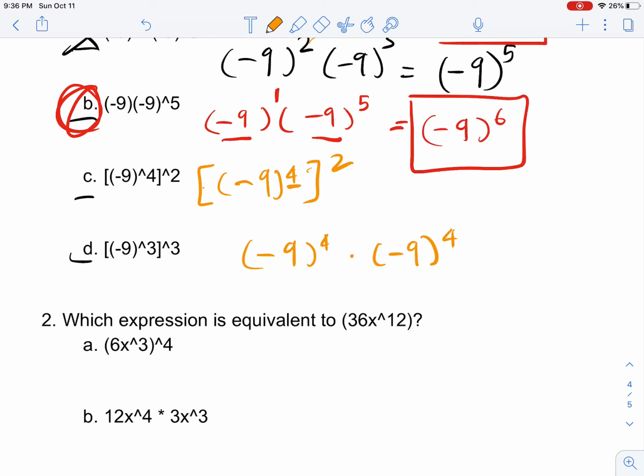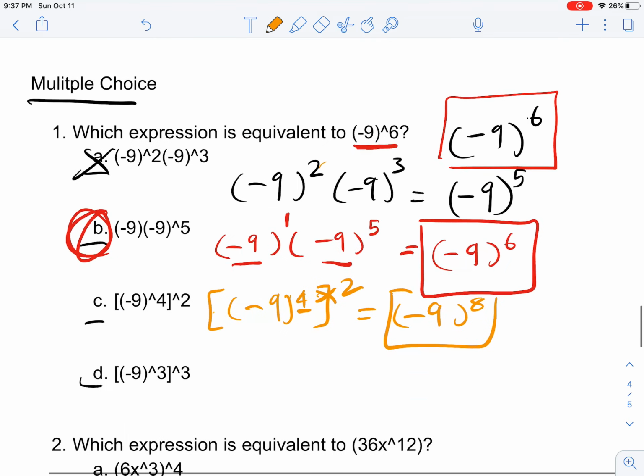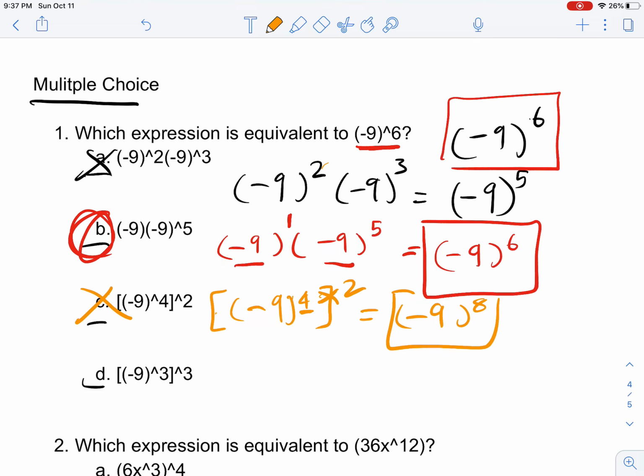Now, this is more familiar. Same bases, multiplication, we know that this is going to add the exponents together. Negative 9 to the 8th power. So, if we think of it like that, we can say that negative 9 to the 4th power times 2 outputs negative 9 to the 8th power. That's the same thing, but it's much easier to think about. So whenever there's an exponent that's being raised to an exponent directly, you just multiply them out. But is negative 9 to the 8th equal to negative 9 to the 6th power? No. So we know that C is not correct.